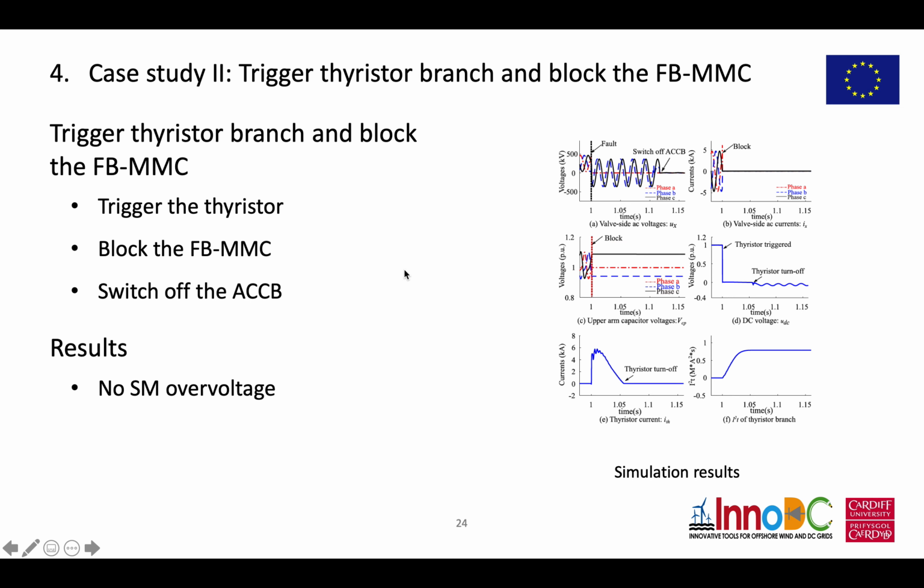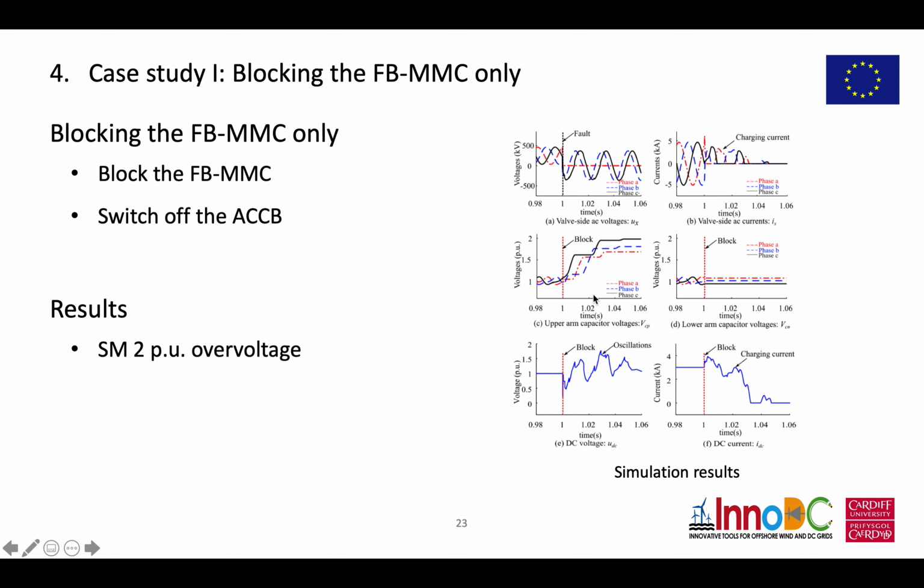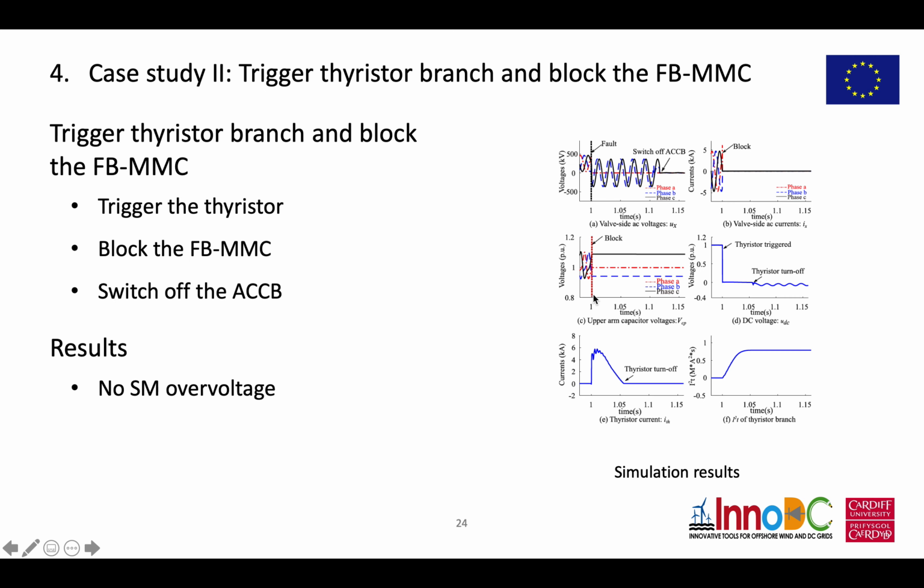Then we do a simulation with our proposed protection methods. If the fault is detected, we first trigger the Thyristor branch, then we block the MMC converter. After that, we switch off the AC side circuit breakers. From the simulation results shown here, we can see that there will be no overvoltage with the proposed methods.